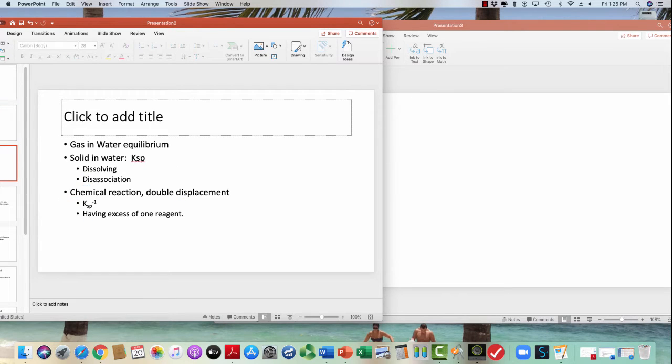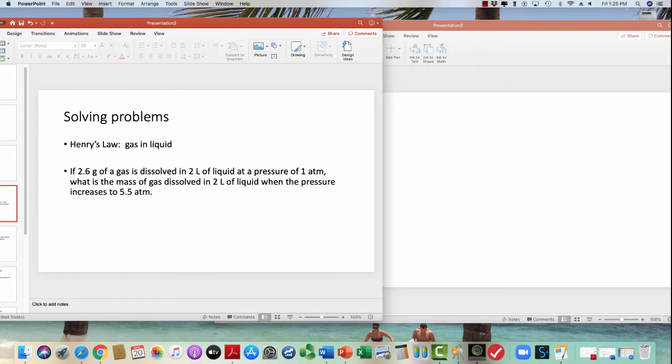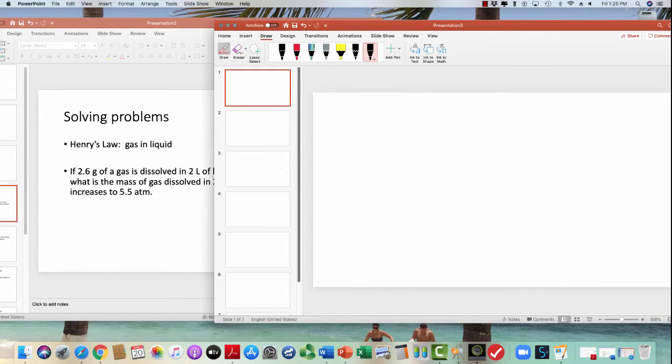All right, so here are the main topics, other than the stuff that we talked about in lecture, but these would be about 80% of what we're going to cover. Gas and water equilibrium, solid and water, Ksp, chemical reactions, dissolving and dissociation of a solid in water, and how we work with chemical reactions. So let's look at Henry's law for a second.